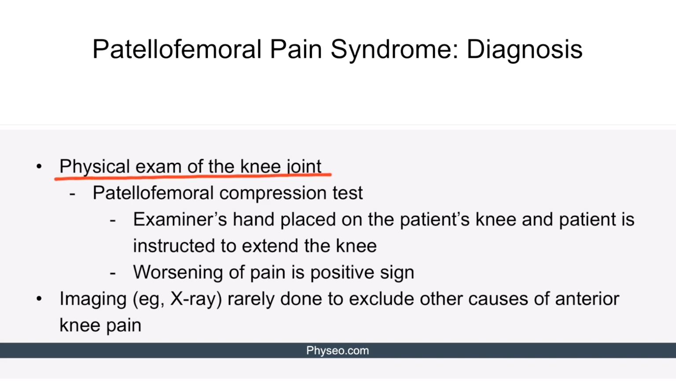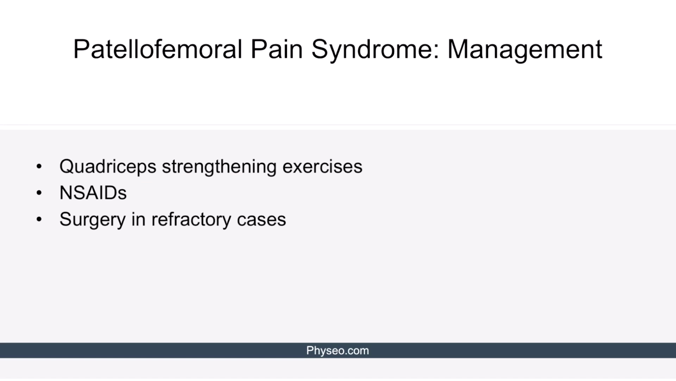Patellofemoral compression test can be performed to check for patellofemoral pain syndrome. In this test, the examiner puts the hand on the patient's knee and instructs the patient to extend the knee. This maneuver further narrows the space between the patella and femur. Therefore, worsening of pain with this test suggests patellofemoral pain syndrome. Imaging, like X-ray, is rarely done to exclude the other causes of the anterior knee pain. Management of patellofemoral pain syndrome includes quadriceps strengthening exercises and NSAIDs. Surgery can be performed in refractory cases.